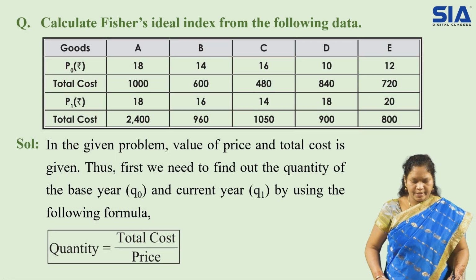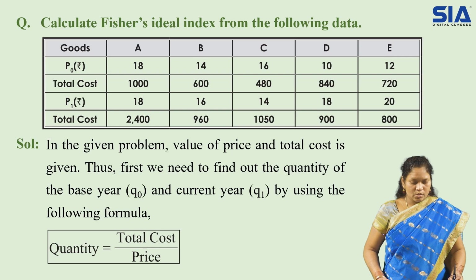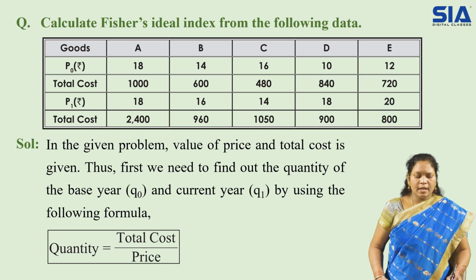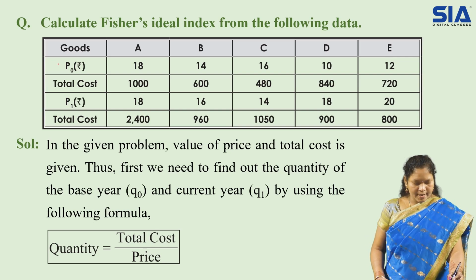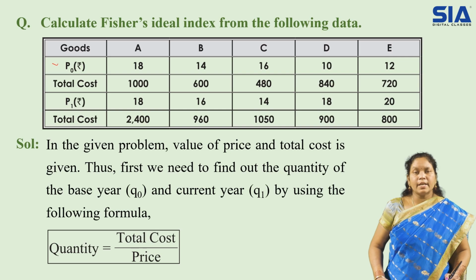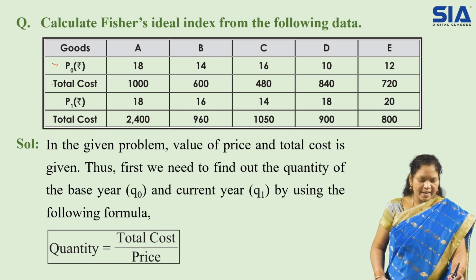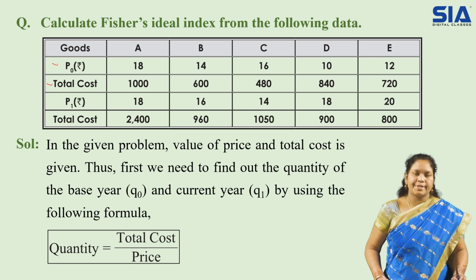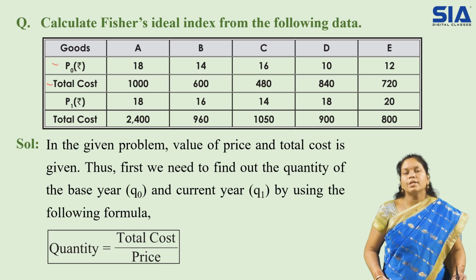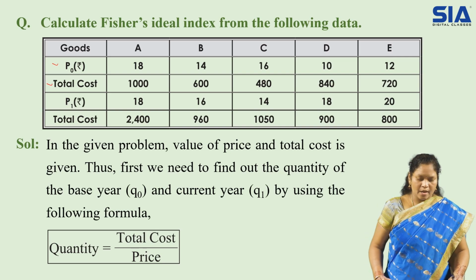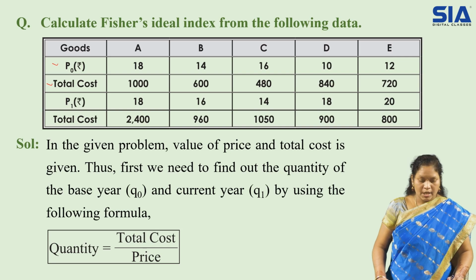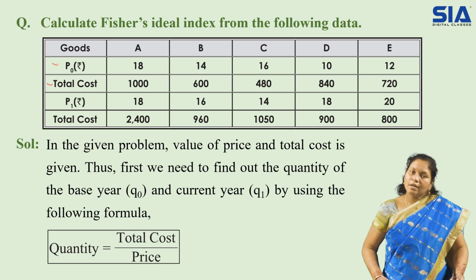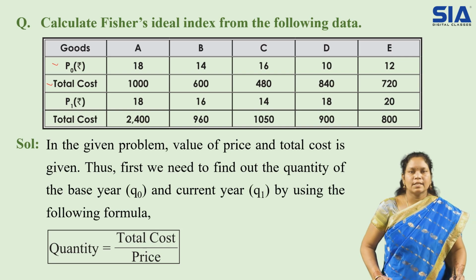Calculate Fisher's ideal index from the following data. So they have given some data for us. P naught they have given directly in rupees, but instead of Q naught, they have given total cost for us. So quantities they did not give directly, they have given some cost values. So how to find out Q naught and Q1, that let us learn.